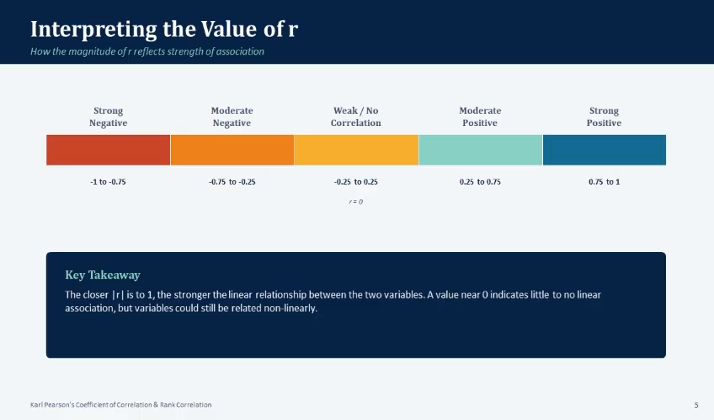Key takeaway: the closer the modulus of r is to 1, the stronger the linear relationship between the two variables. A value near 0 indicates little to no linear association, but variables could still be related non-linearly.